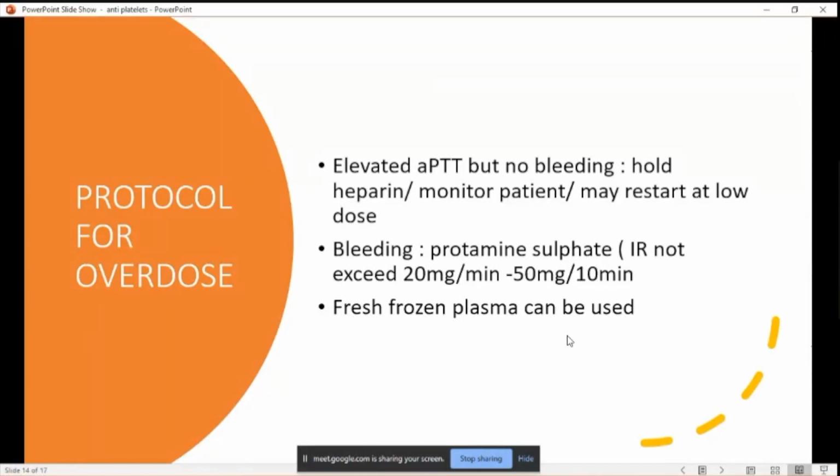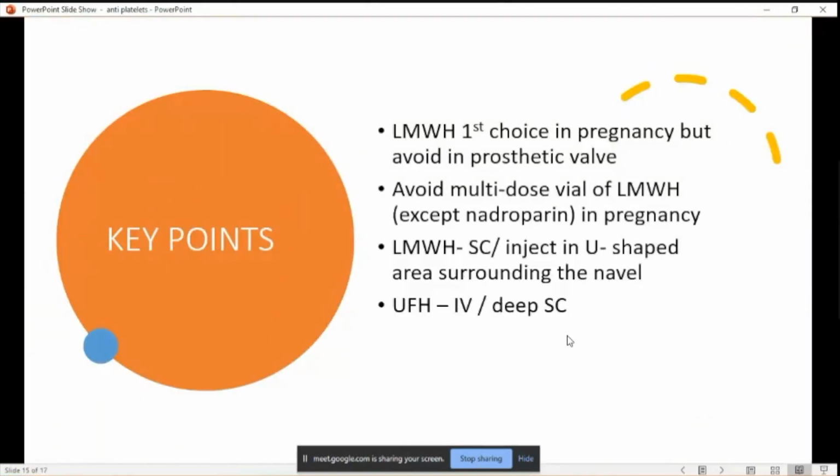Now, let's have a look at the key points here. Low molecular weight heparin is the first choice in pregnancy, but we try to avoid it in prosthetic valve. Why is it the first choice in pregnancy? Because unfractionated heparin can cause a high risk of bleeding. When it comes to low molecular weight heparin, the risk of bleeding is less. So that is the reason we go with low molecular weight heparin in pregnancy.